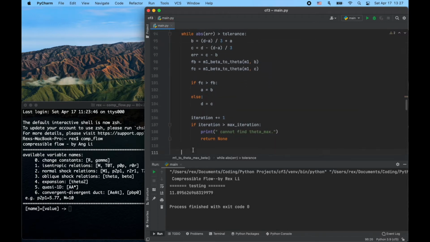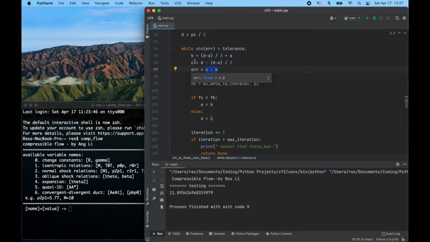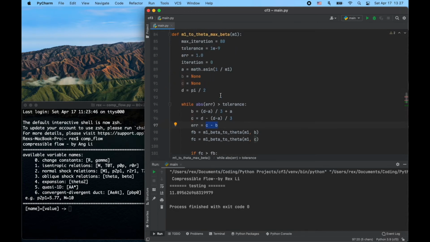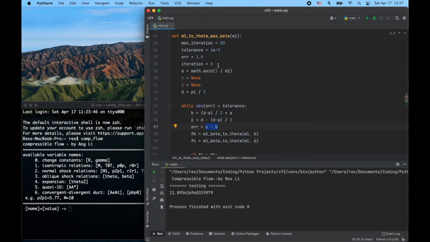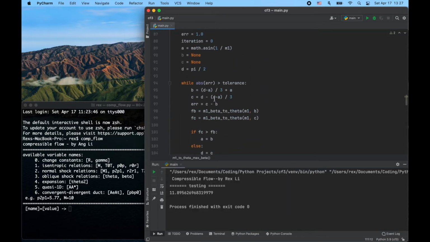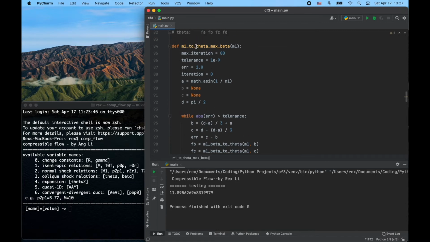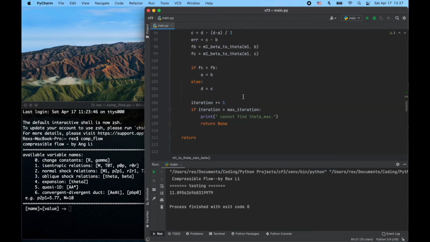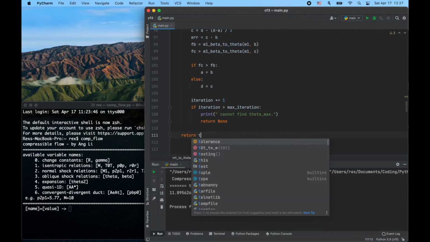So what does it mean if the program reaches here? That means C and B is so small that it is smaller than the tolerance. It's already accurate enough. So return. Like our function name is theta max and then beta. So we return theta max.